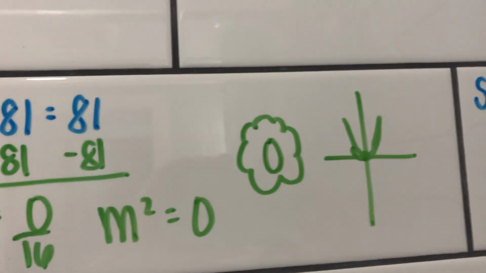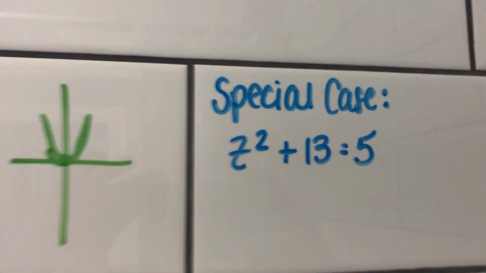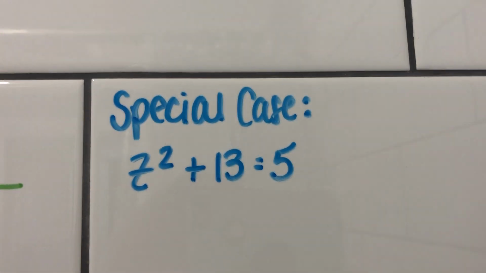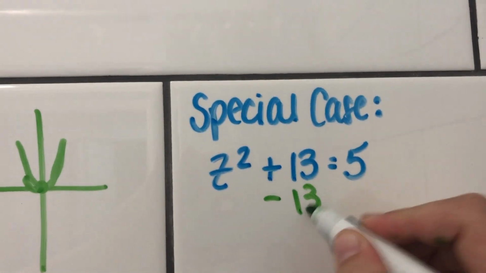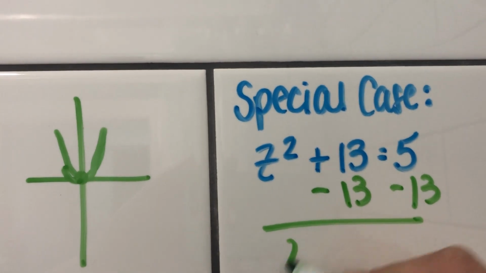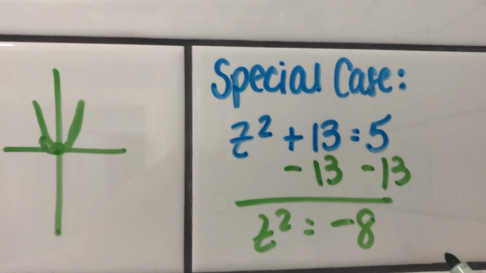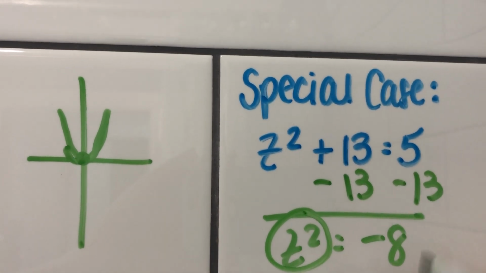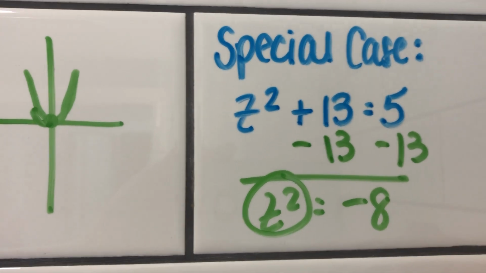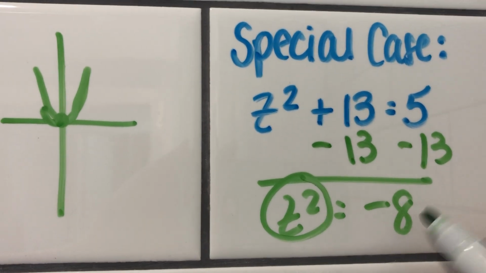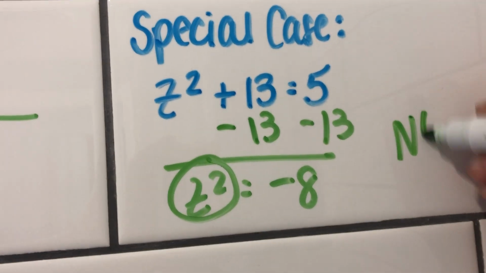And last example I have for you to do out is a special case one. And you guys will recognize this. When I subtract 13 on both sides, I'm left with z squared equals negative 8. Now, whenever I have a squared variable equal to a negative number, I cannot find the square root of a negative number. So we say no solution.